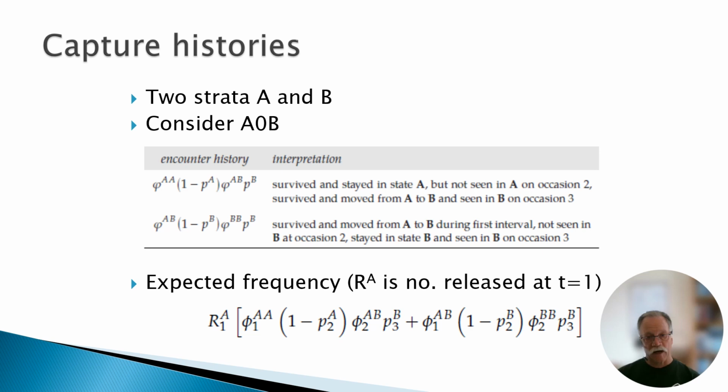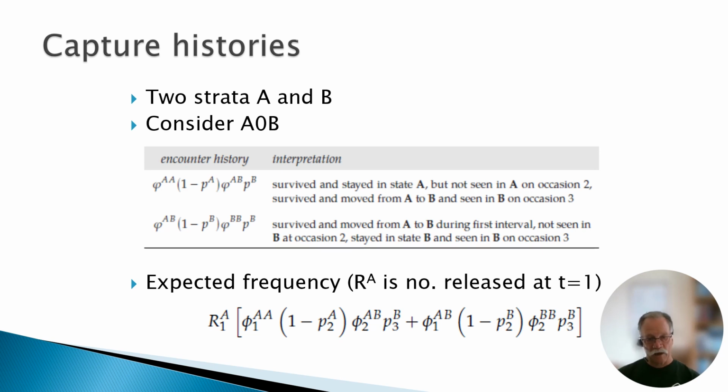It survived and moved to site B between periods 2 and 3, and then was captured at site B. Alternatively, that animal could have been captured at site A and then survived and moved to site B in that first year, was not captured at site B, and then stayed at site B, so that's VBB, and was captured at site B at time 3.